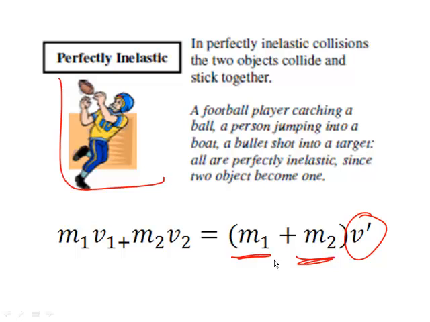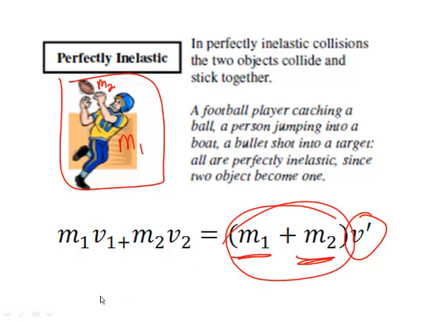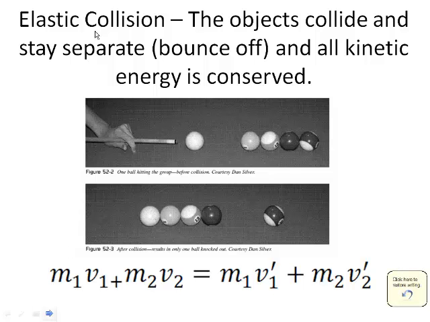The football player and the ball become one complete object. We have mass 1 of the football player and mass 2 of the football that will come together to make an overall mass in this equation. Remember this equation, know how to use it. Look up problems on the internet if you need to.